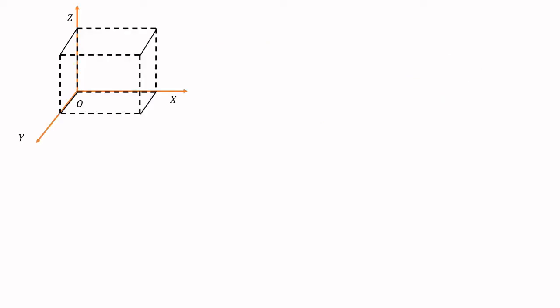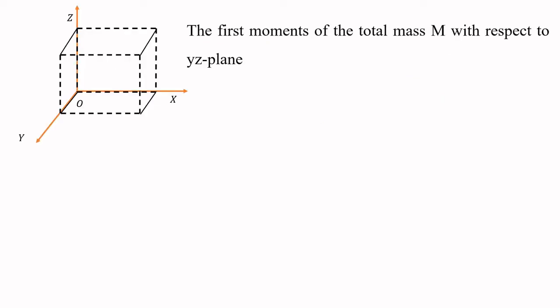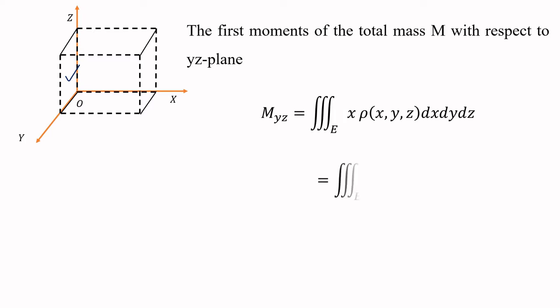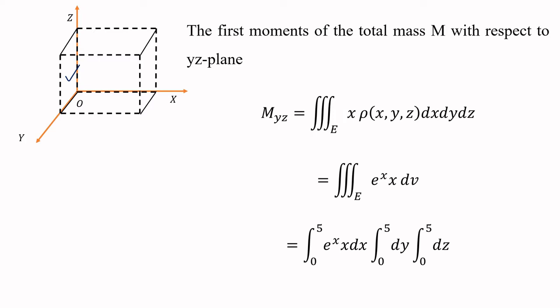Now to calculate the center of mass, we require the first moment of the total mass m with respect to all three planes, the yz and zx planes and so on. First we calculate about the yz plane. According to the formula, the first moment with respect to the yz plane is the triple integration of x rho dx dy dz. So again we put here x e to the power x dV. It can be separable here. Integration of this will be 5, integration of this will be 5, and integration of this we will calculate.